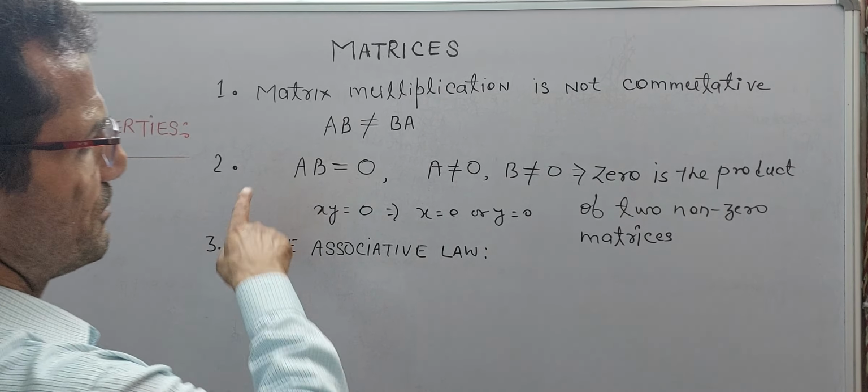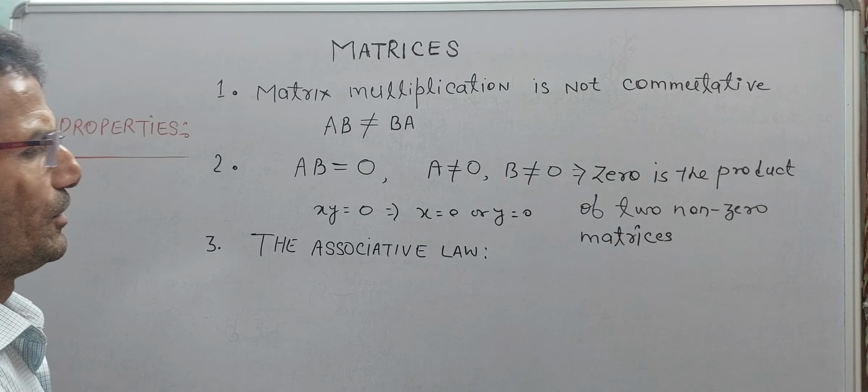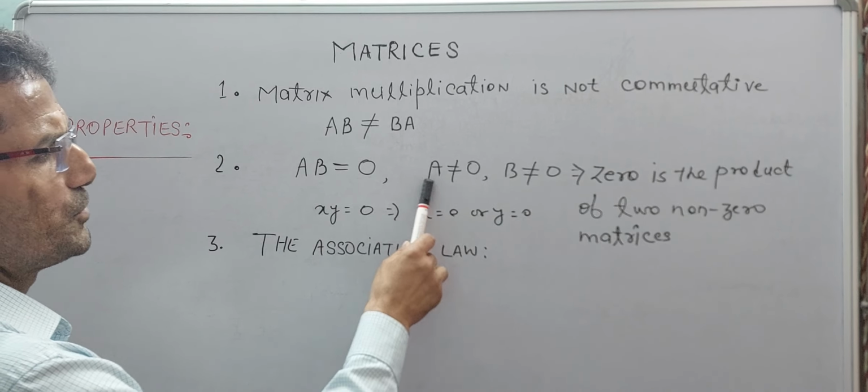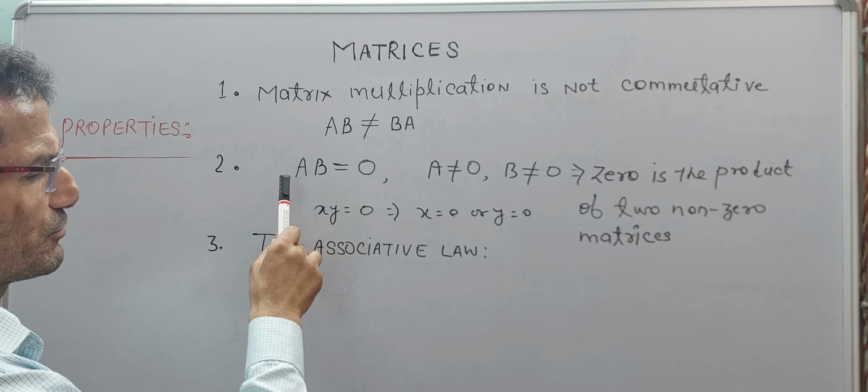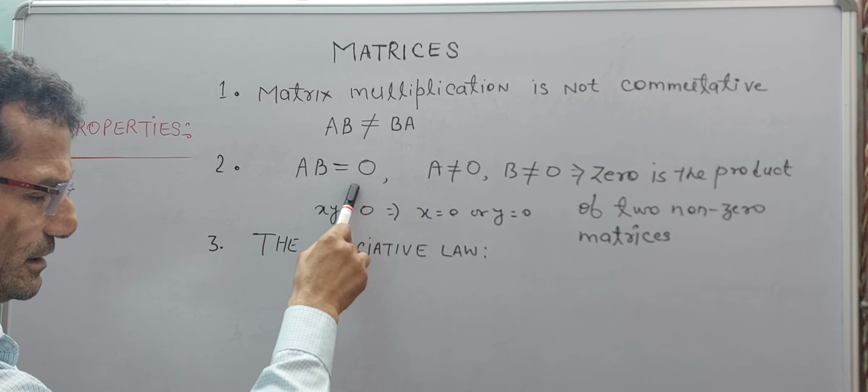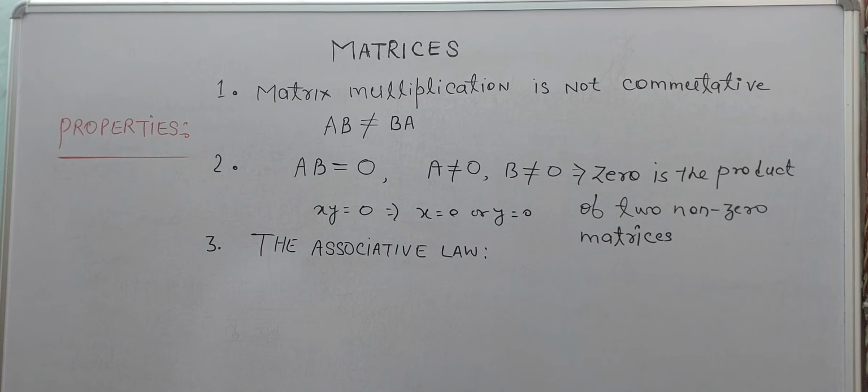Now in the second property we have seen that when two non-zero matrices are multiplied, if their product comes out 0, it is possible in the case of matrices.